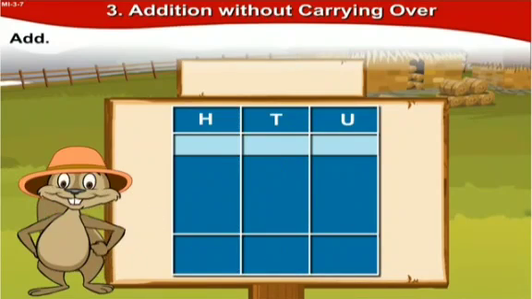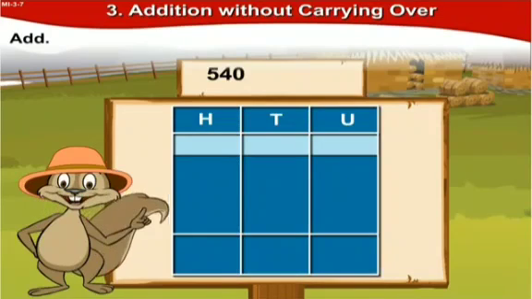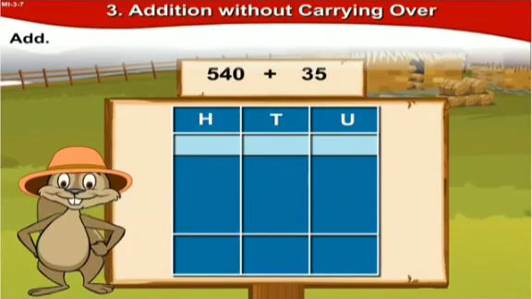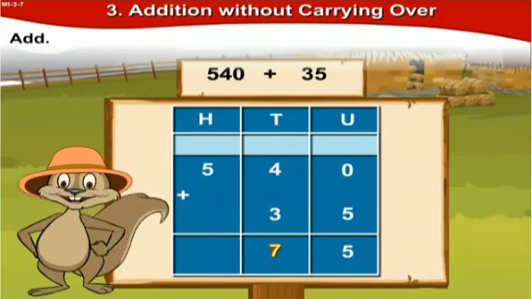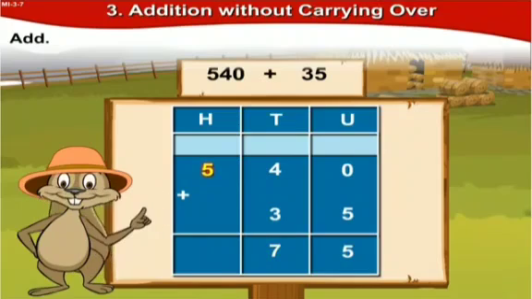Now the next sum. 540 plus 35. First we'll write HTU. Now 540 is 500, 4 tens, 0 units plus 35 is 3 tens, 5 units. In the units column, 0 units plus 5 units is 5 units. In the tens column, 4 tens plus 3 tens is 7 tens. Under hundreds column, we have 500. So the answer is 500, 7 tens, 5 units, which means 575.